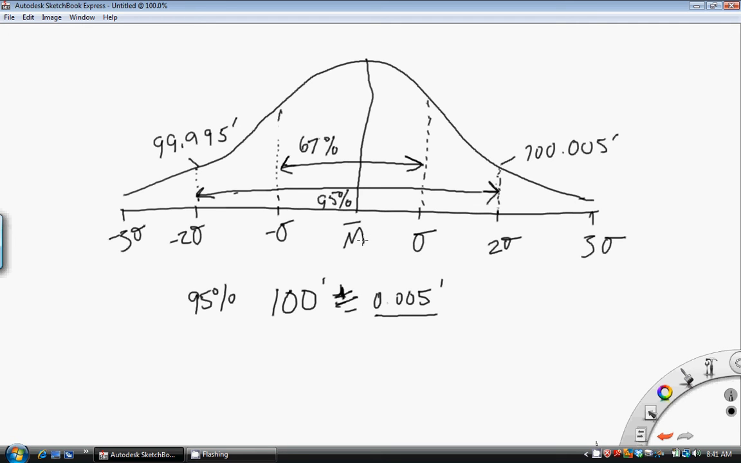But basically, that's what your error is. That's what we talk about when we talk about our error. We're going to do somewhat of the same thing as it relates to precipitation. And we'll talk a little bit about that in the next video.